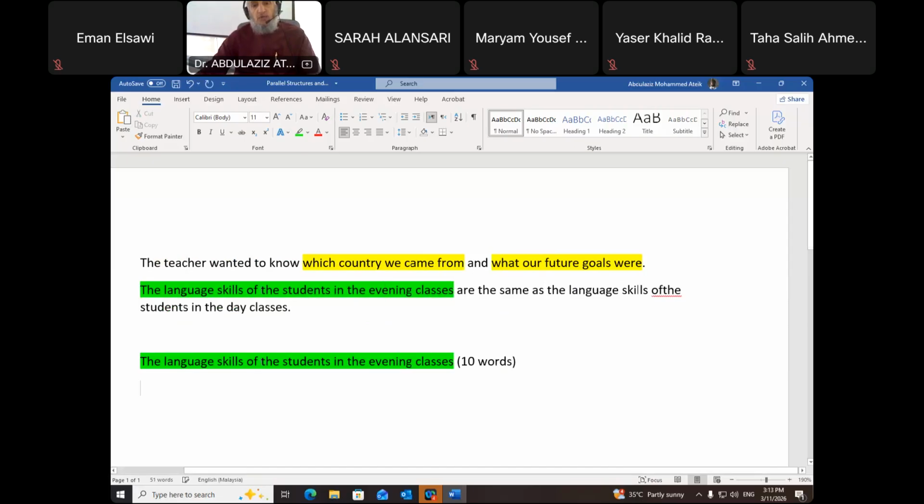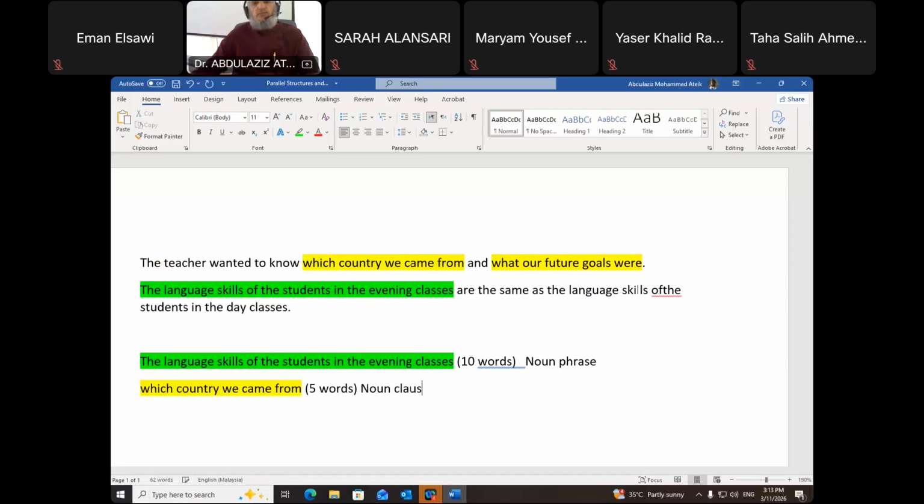And we call this a noun phrase. Whereas this one, which is only 5 words, they call it a noun clause. And you tell me why we didn't call this a noun clause, and why we call this a noun clause?